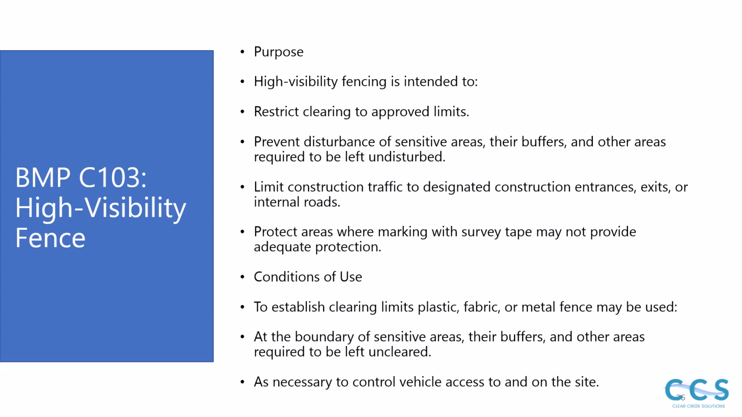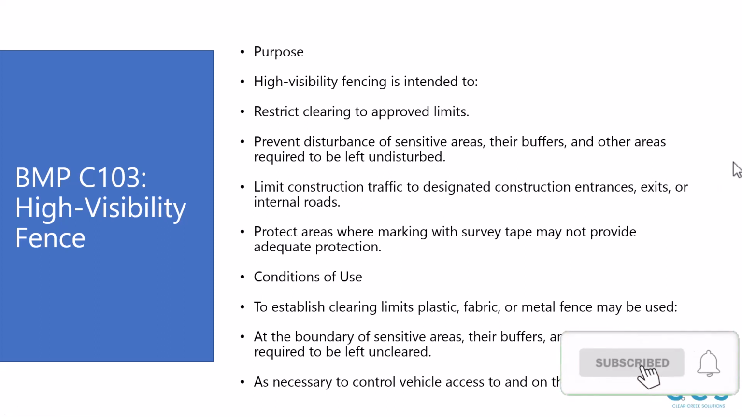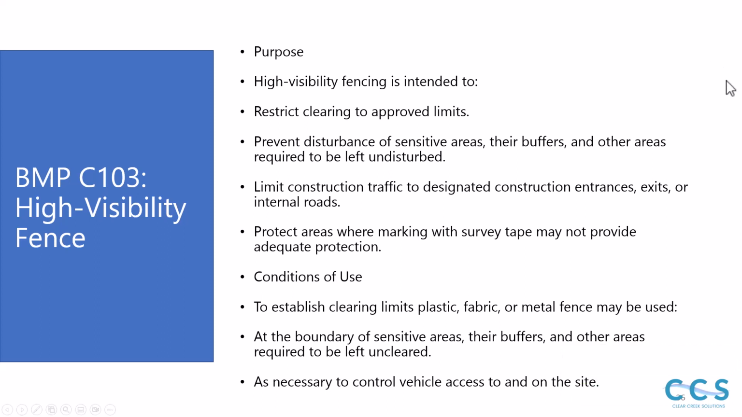Now, we're going to talk about the purpose of the high visibility fence, and it's intended to restrict clearing to approved limits and prevent disturbance of sensitive areas, their buffers, and other areas required to be left undisturbed. And then it limits construction traffic to designated construction entrances, exits, or internal roads. It can also protect areas where marking with survey tape may not provide adequate protection.